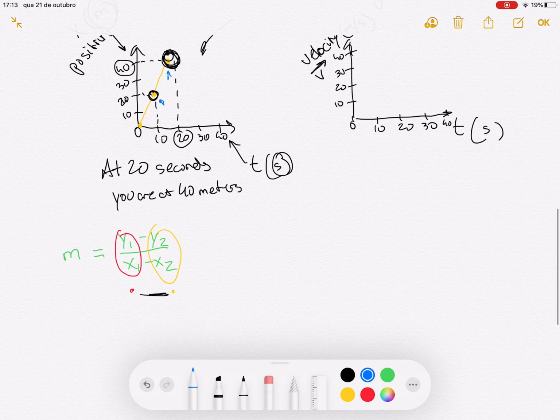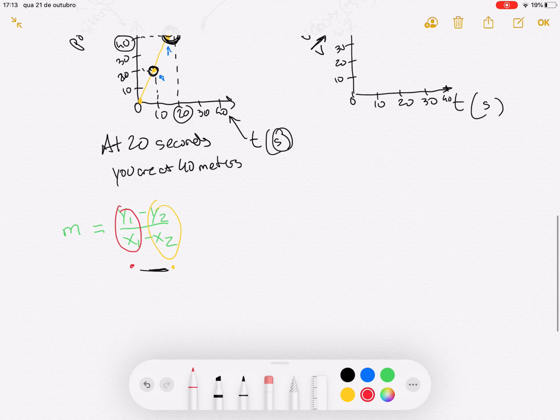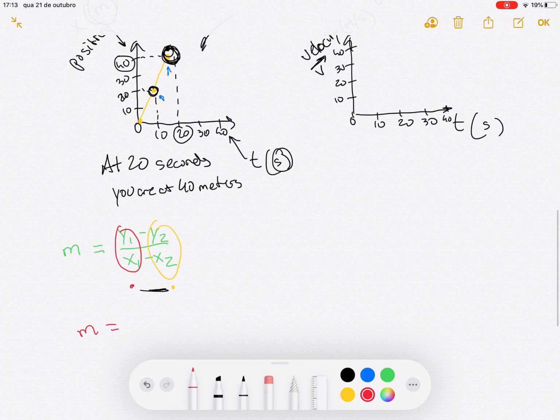And so, we can replace the coordinates for the slope equation, and then we get m equals 40 minus 20, and we get this because this is the 40, it's the y-coordinate of this point, and this is the 20, it's the y-coordinate of this point.